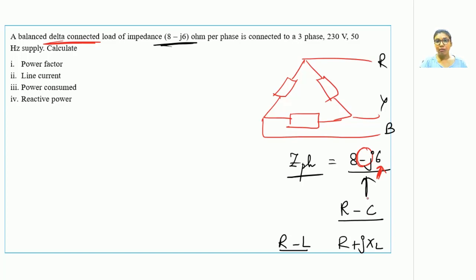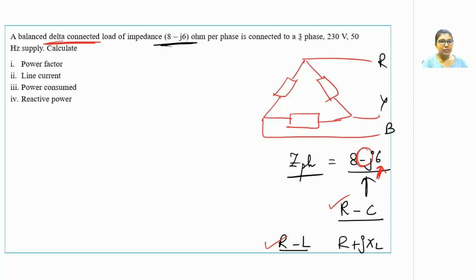So, this is how one has to infer from the loads as well. You must take care of words like coil. By coil, it means it's a series RL circuit. Or if it is mentioned as a minus between the reactance and the resistance values, then it is a series RC circuit.